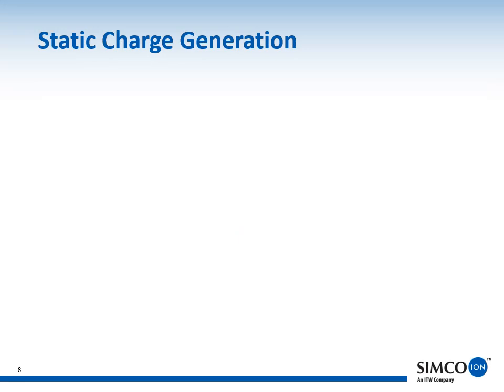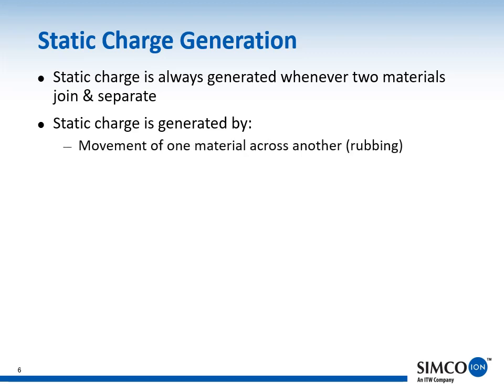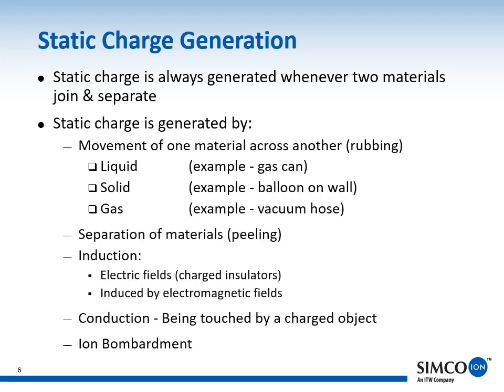It is important to understand that whenever two materials make contact and then separate, static charge is generated on both surfaces. Static charge is generated in a number of ways. Movement of one material across another, rubbing motions. The phase of the material is irrelevant. They can be solids, liquids, or gases flowing across one another. Examples of these may be deionized water being sprayed onto a surface or a vacuum hose pulling particle-laden air through it. Separation of materials is another major source of static charge, such as peeling of a tape or a label off of another. All of these previous charging mechanisms are called triboelectric charge generation.